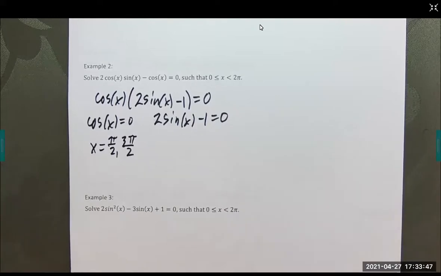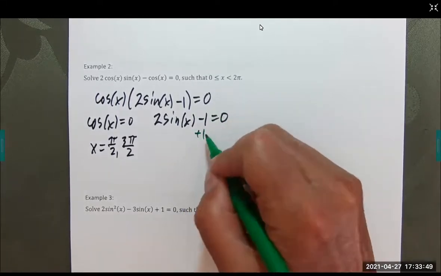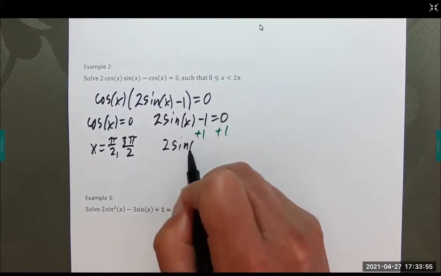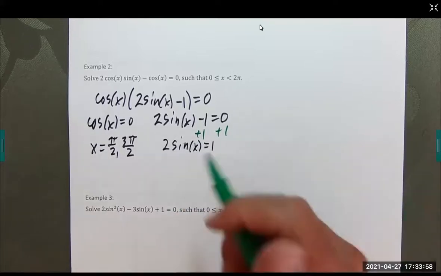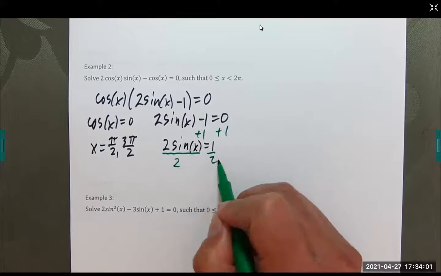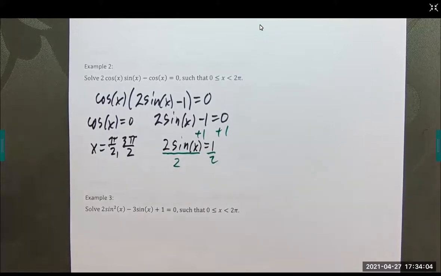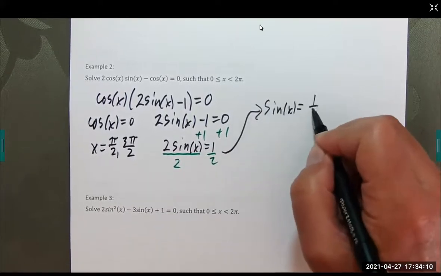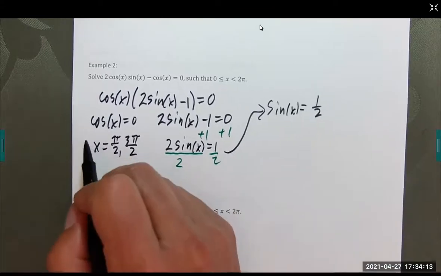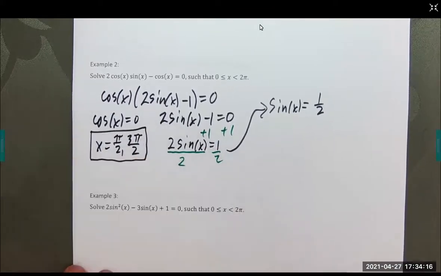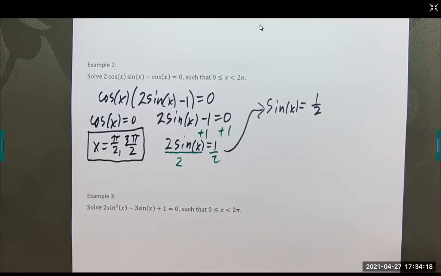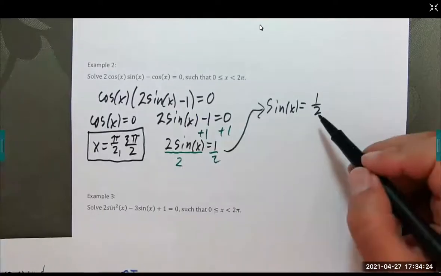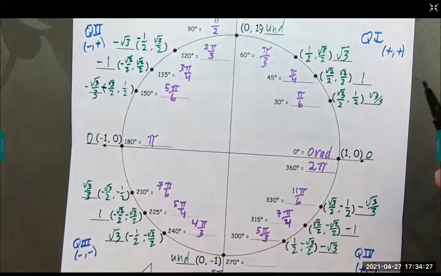Now this one needs a little work. We're going to get the sine by itself. And we're going to note that we want to know when sine x equals a positive 1/2. So here are 2 of our answers. Now, when is sine equal to a positive 1/2? Remember, sine is the y. And sine is positive in quadrants 1 and 2.